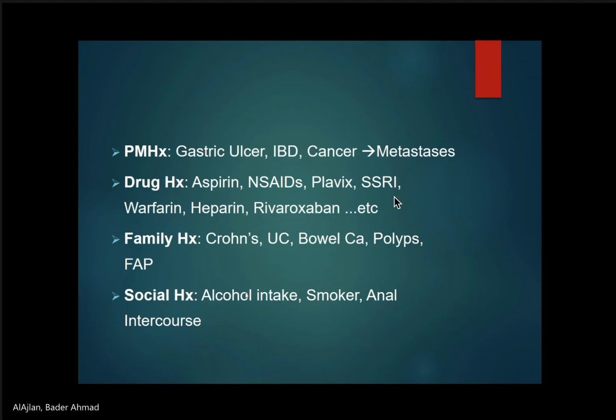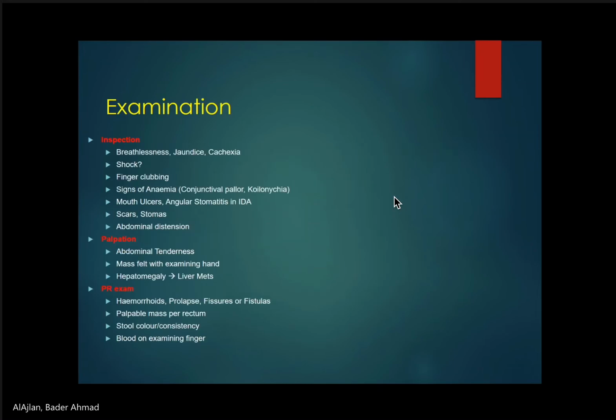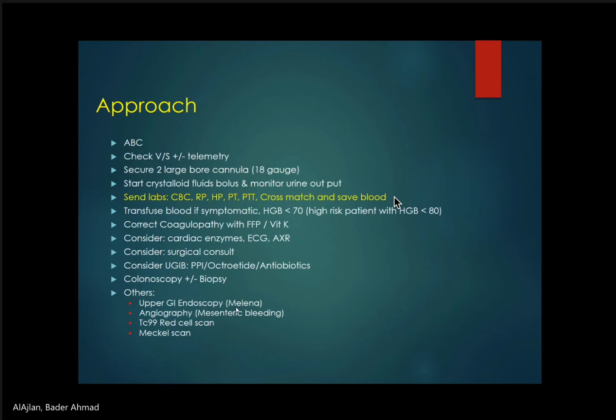The past medical and family histories are important, as we mentioned in the upper GI bleed. Examination: we do the typical abdominal examination. Of course, general examination, you look at the vitals, you check the orthostatics. The important one is the rectal exam, as we mentioned, to see the stool color. You palpate for any masses, and also assess for any hemorrhoids, prolapse, or fissures.